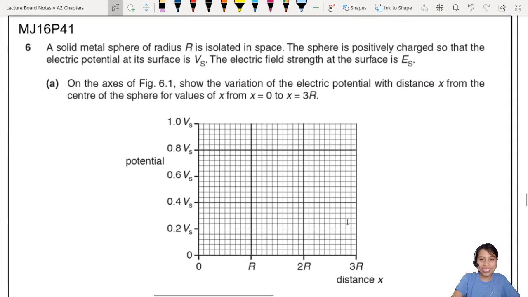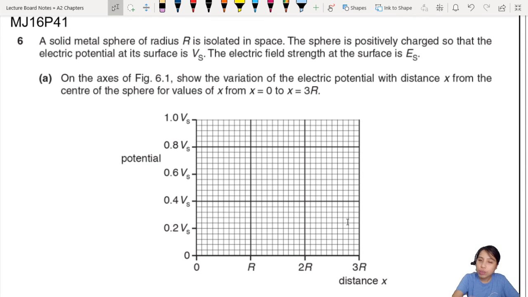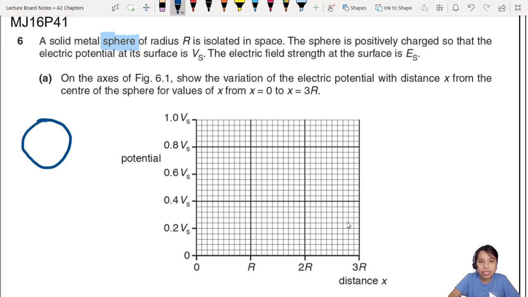Still looking at spheres. Okay. A solid metal sphere is isolated in space. Again, when you see sphere, underline the sphere. That means you are looking at not the point charge anymore. You're looking at a sphere like this. What charge is this? Positive charge. Okay, so you draw positive charge distributed on the surface of the sphere. It should be a 3D diagram. But anyway, you get the idea.